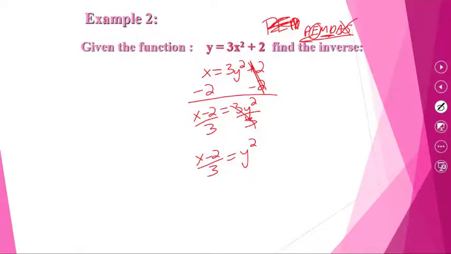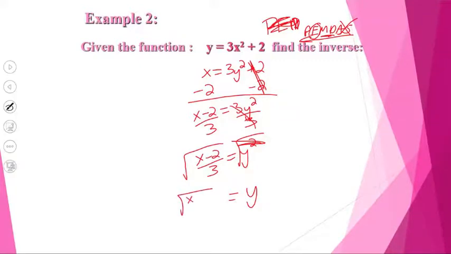What's the opposite of squaring something? And the answer should be square rooting it, right? If you square root something that's squared, that's an inverse. That cancels out that squared. But of course, you do it to both sides like you've done in the past. So we have the square root of x minus 2 divided by 3.